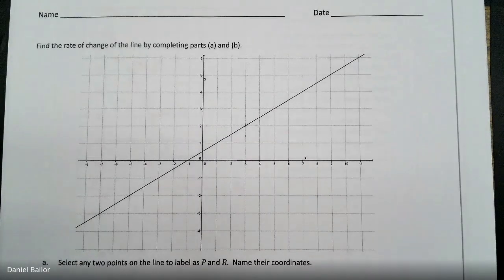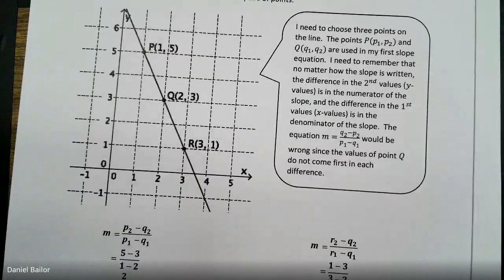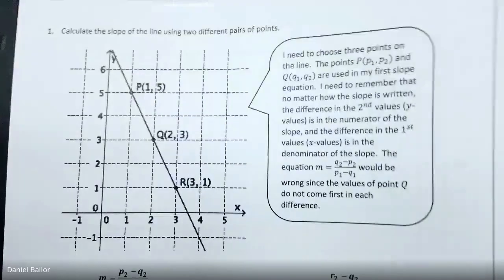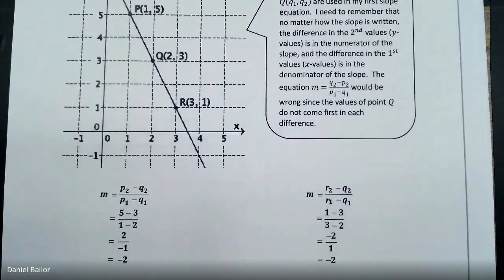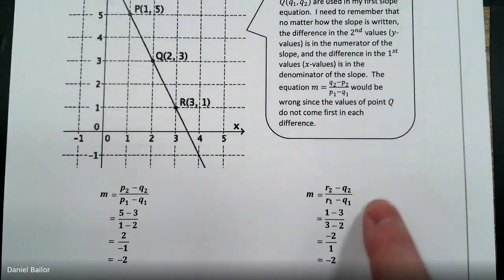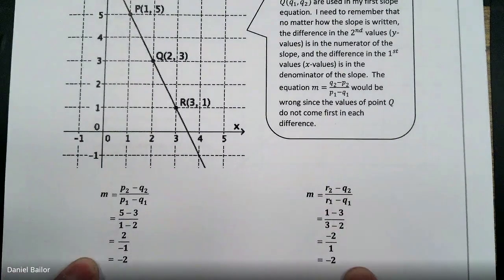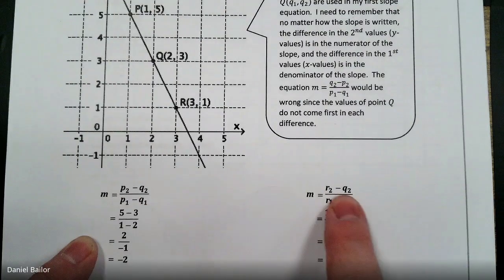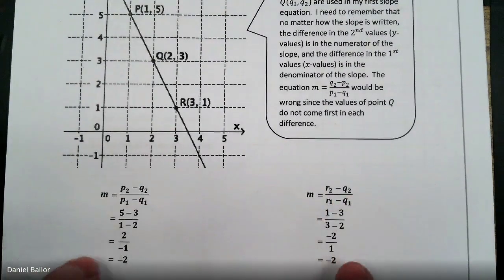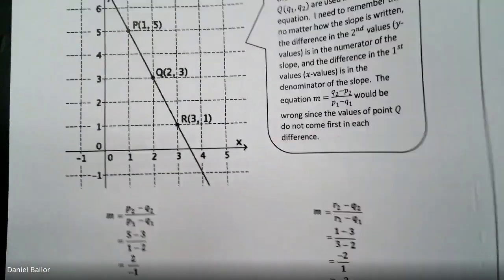Page 185 is the exit ticket. Let's slide that to the back because we do that last. Page 187, the homework helper starts with more advice, and they give you more examples about how to do the slope formula. This one they used P and Q. This one they used R and Q, but they got the same slopes.